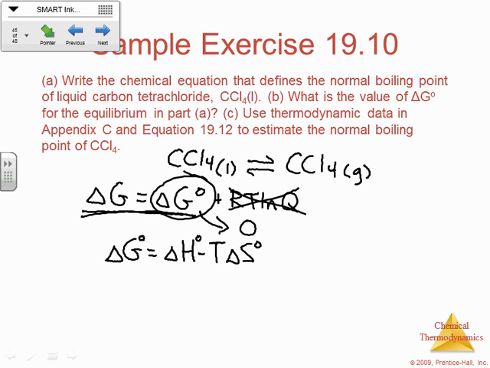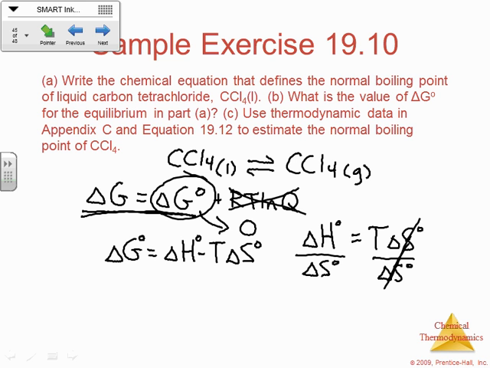So then we can rewrite this, and this was on one of our AP questions. We can rewrite it like this, right? And then if you want to completely rearrange it before we even solve, divide both sides by the entropy change. So T equals delta H over delta S. Okay? So if we can figure out what our delta H and our delta S are here, then we can take delta H divided by delta S, and that will give us the temperature at our normal boiling point.